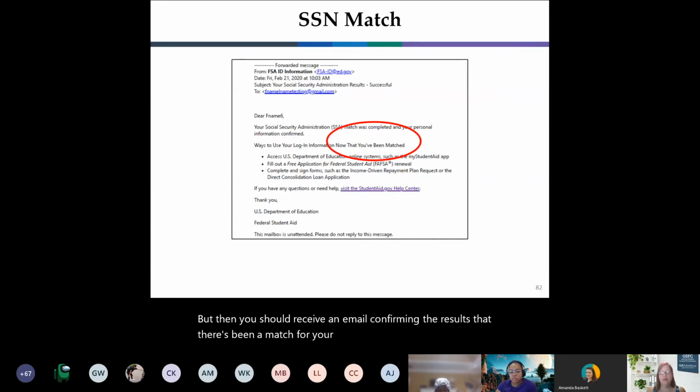And if you don't receive the email or you didn't include an email address, you can always log back in and look at your personal information page to see if it says that there's a match. If there's not a match, log into your account settings, review your profile, make sure everything is correct. If it is, then you may need to contact the Social Security Administration to see what the problem is and why that's not matching. For parents, same thing.